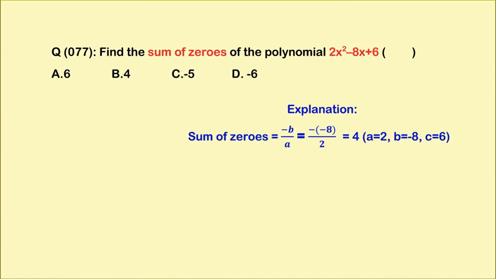Question number 77. Find the sum of the zeros of the polynomial 2x square minus 8x plus 6.